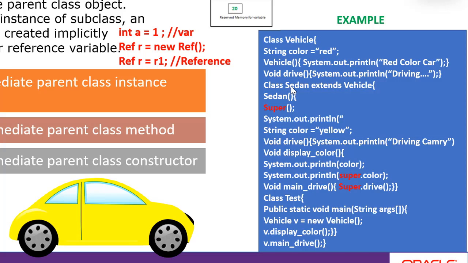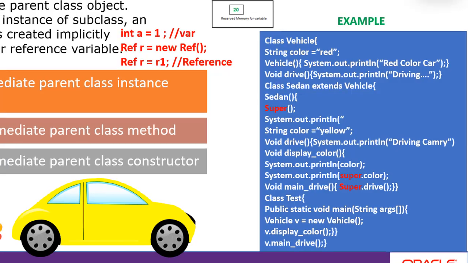Now let's have a subclass which extends Vehicle, the parent class. This subclass or child class also has a constructor. Now inside this constructor, I'm invoking my super method. That super constructor call is basically invoking the constructor of the parent class. So that's the concept of the super keyword.